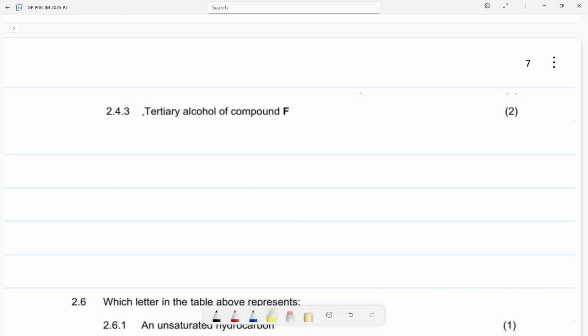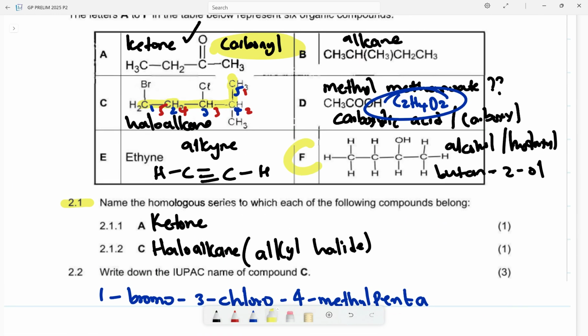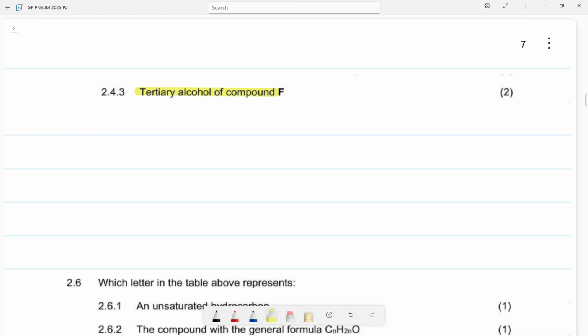Draw the structural formula, write down the structural formula of the tertiary alcohol of compound F. Compound F has how many carbons? 1, 2, 3, 4. So remember, you need to go back to a concept. What is a tertiary alcohol? It is an alcohol. The carbon bonded to the hydroxyl group is bonded to 3 other carbon atoms.